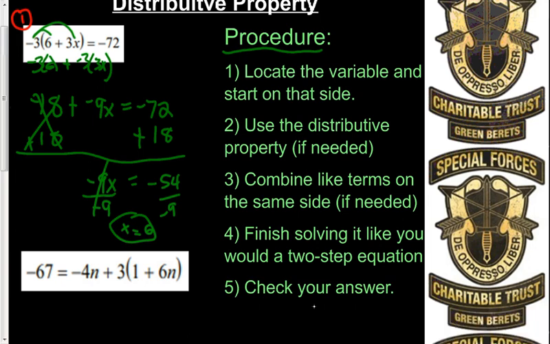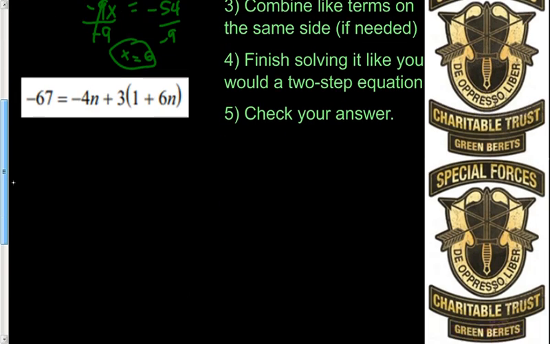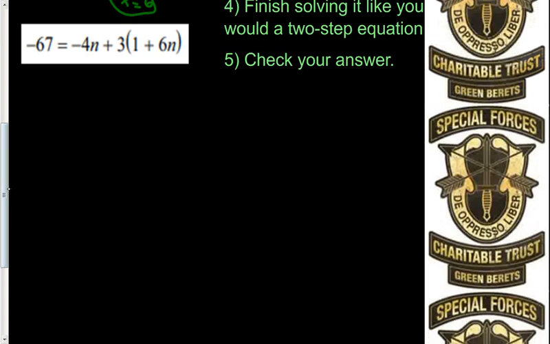And we're going to do one more here. And this will actually include like terms. So if we look at this example 2, we've got negative 67 equals negative 4n plus 3 times the parentheses 1 plus 6n. So we locate the variable. There's actually in 2 spots, but they're both on the right side of the equation. So we're going to work on this right side here.